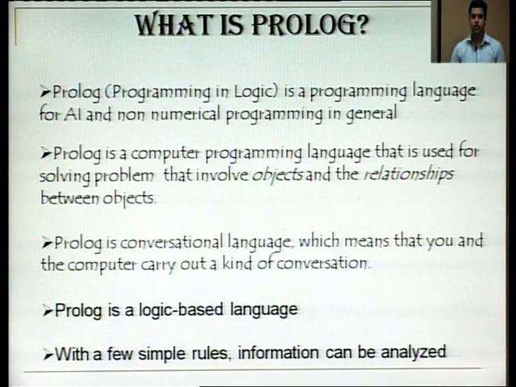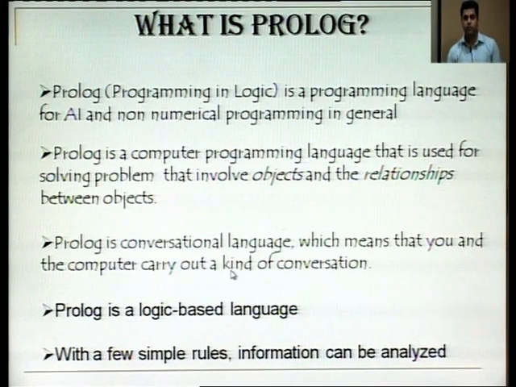Prolog, as the abbreviation stands for, is programming in logic. It is basically a programming language for artificial intelligence and non-numerical programming in general, and this term is important. No big complex calculations can be solved by using Prolog. Prolog is a computer programming language that is used for solving problems that involve objects and the relationships between the objects. This language tries to explore the various objects and their relationships.